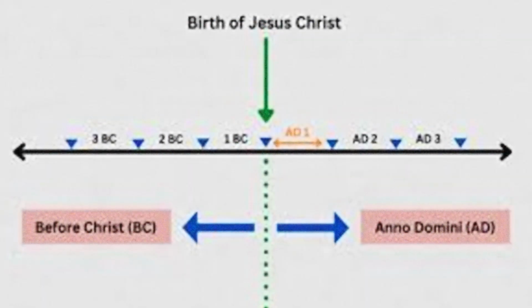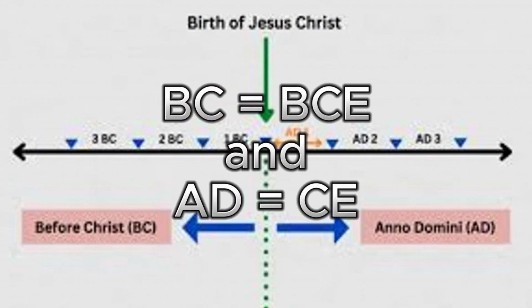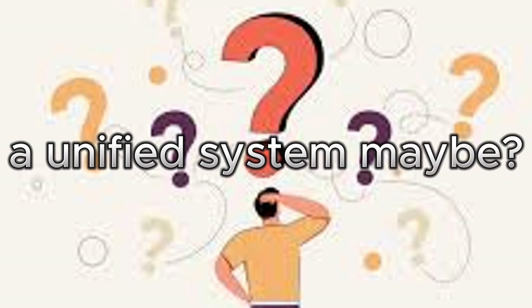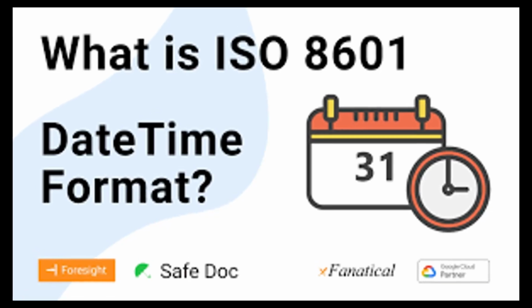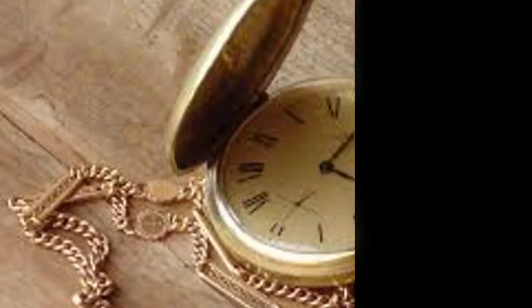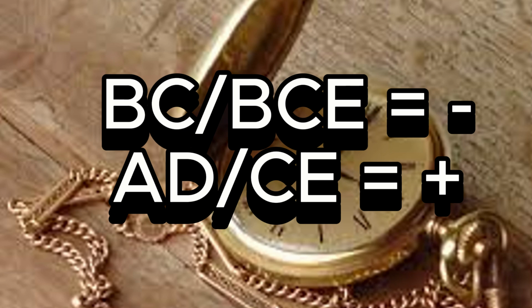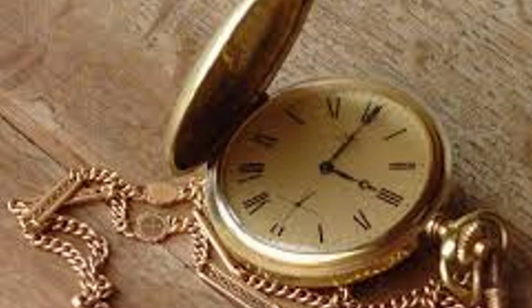This means that BC and BCE pertain to the same time. AD and CE also pertain to the same thing. These systems are kind of confusing for most people. Why isn't there a single system that will unify these? Well, there is a suggested system, which is the ISO 8601, where the BC, BCE, AD, and CE will be removed. It is suggested to use a plus sign for all the years that we refer to as Common Era or AD, and a minus sign for those years that pertain to before Common Era or BC.